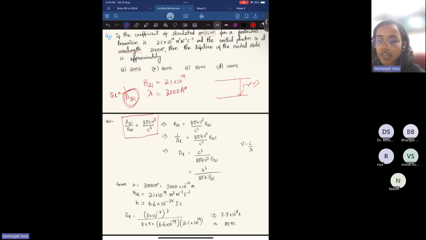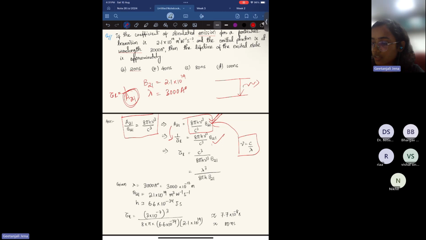From this relation, if you want to find out A21, you just have to rearrange the equation. A21 is nothing but 8 pi h nu cubed B21 by c cubed, right? And the wavelength is given, so you can write the frequency in terms of wavelength as c by lambda. If you put it here, in the next step I have written A in terms of tau L. So A21 is nothing but 1 by tau L, and I have put the frequency expression, c by lambda, in this equation.